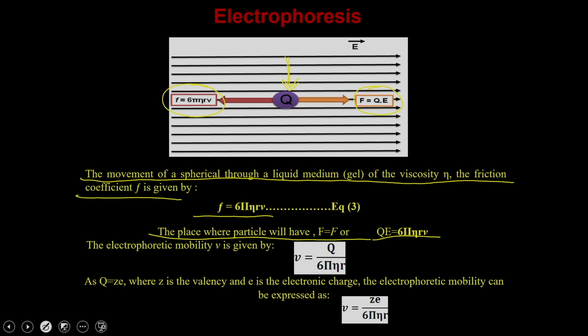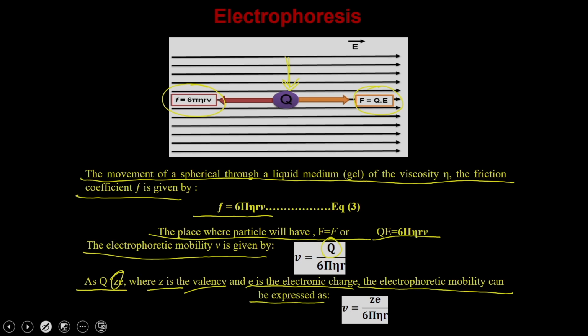So, at this place the electrophoretic mobility is given by the formula v equals Q by 6πηr, where Q is equivalent to Ze. If the molecule is made up of biomolecules, you can calculate the charge simply from the valency, where Z is the valency and e is the electronic charge. If you multiply both, you get the charge, so the electrophoretic mobility can be expressed as Ze by 6πηr.